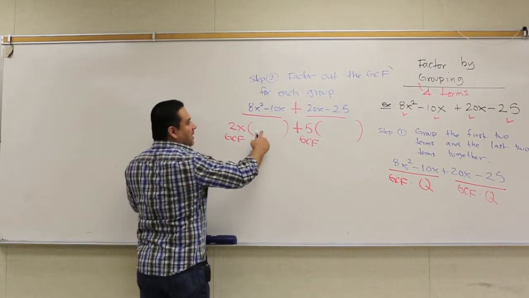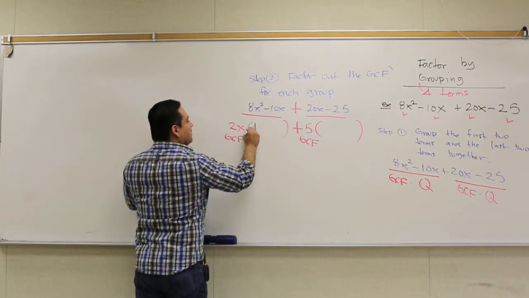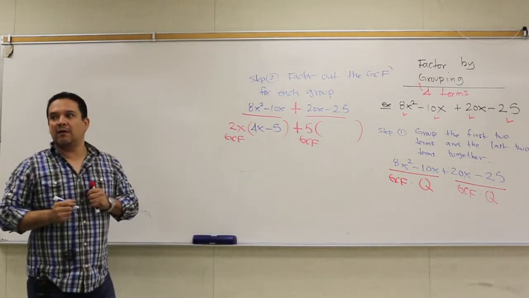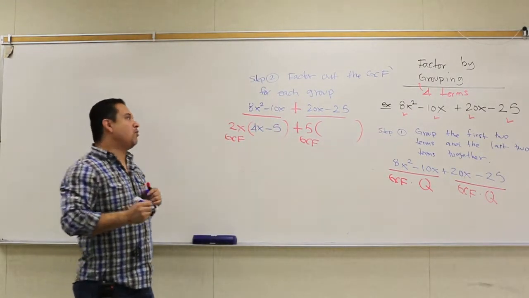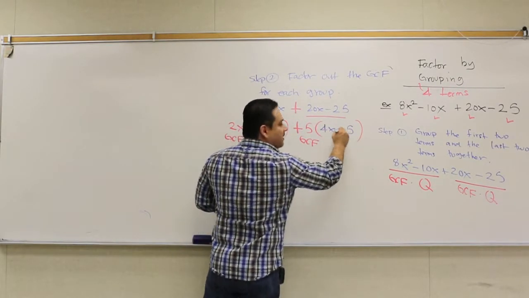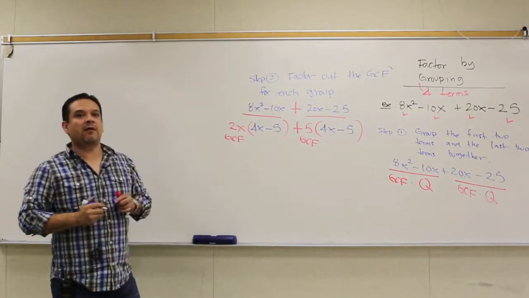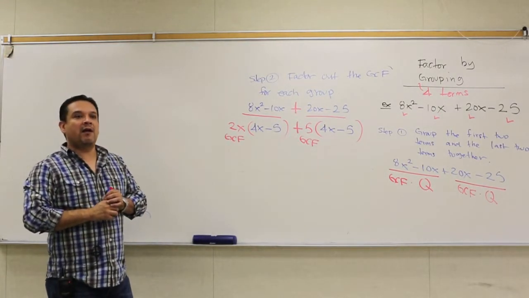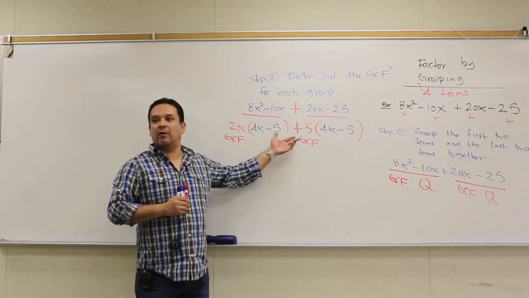What quotient do you guys get here? Is that 4x minus 5? Anybody second that? What quotient do you get here? Is that 4x minus 5? Do you guys second that? You okay with this? Anybody have any questions on these two?